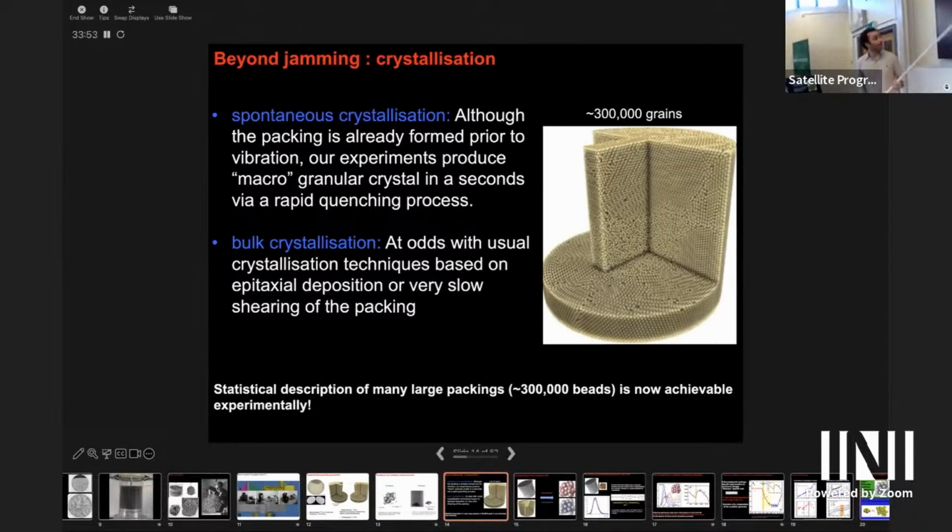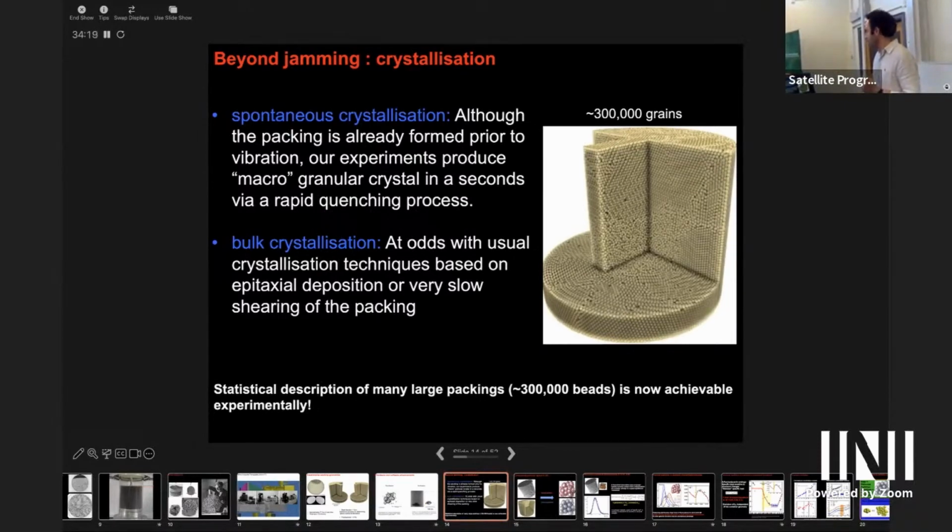And we see that, so the usual way of creating crystal structures in 3 dimensions is epitaxial or some sort of shearing. And we see that this protocol also produces bulk crystallization. So now this structure can lend itself immediately to any sort of statistical analysis.